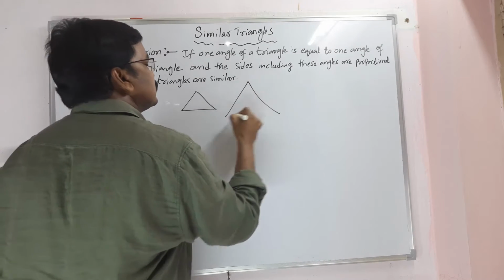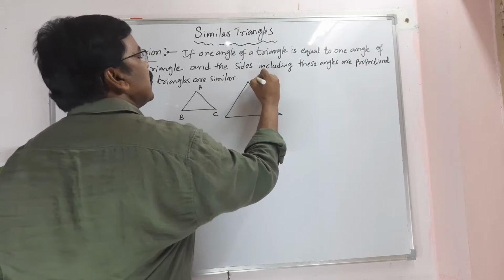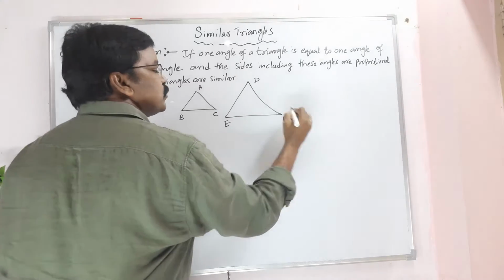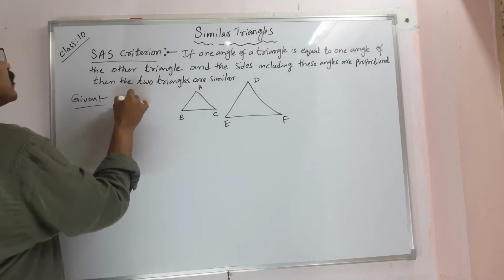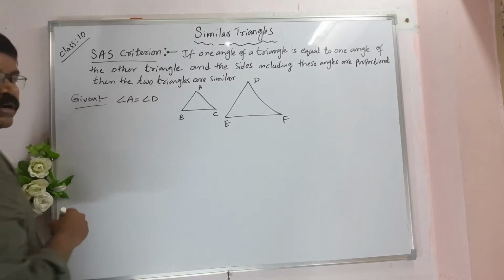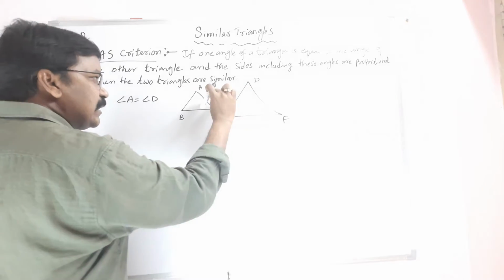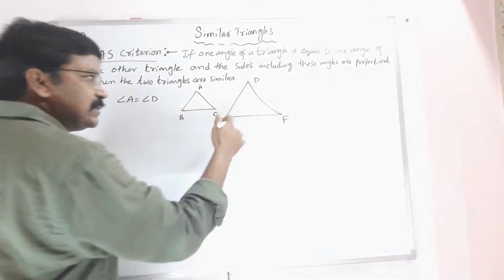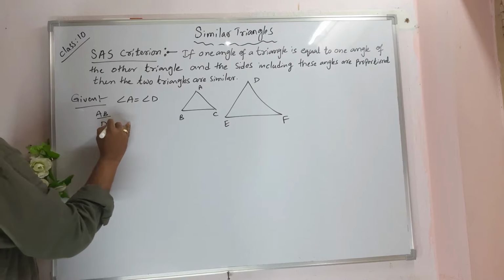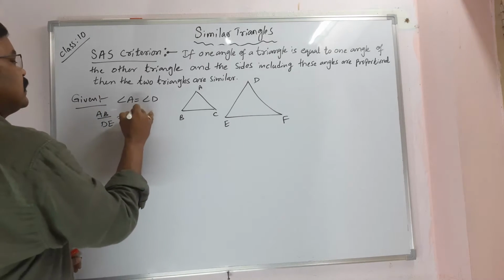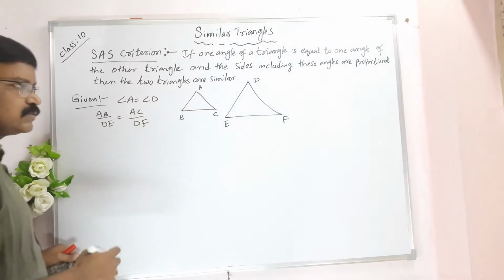Take two triangles, triangle ABC and triangle DEF. These are the two triangles. Here in these two triangles, what is given? Angle A is equal to angle D, and the sides including these angles, AB, AC, DE, DF, are proportional. That means AB by DE is equal to AC by DF. This is given in the two triangles.